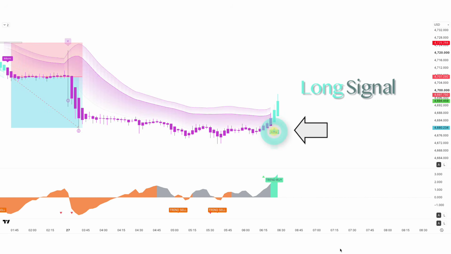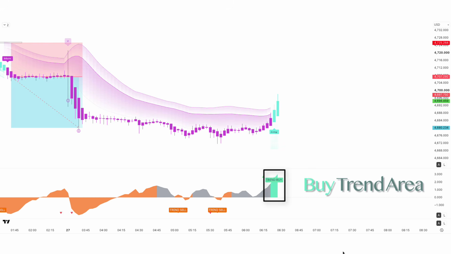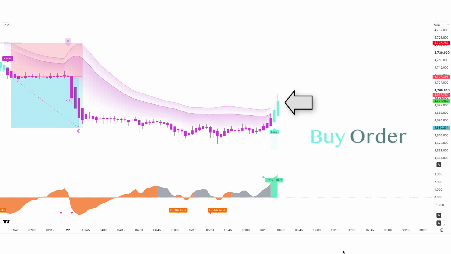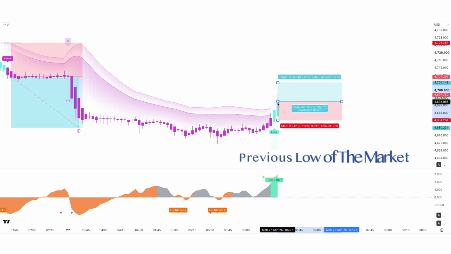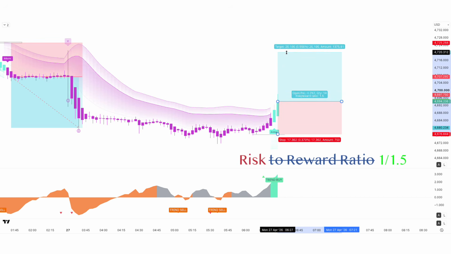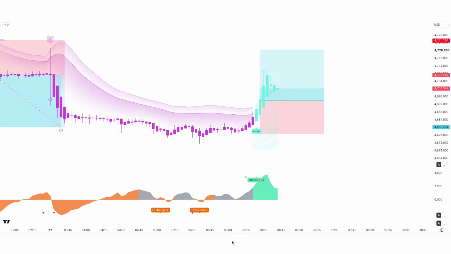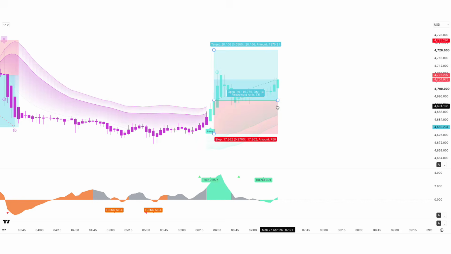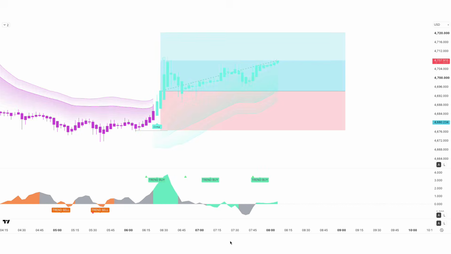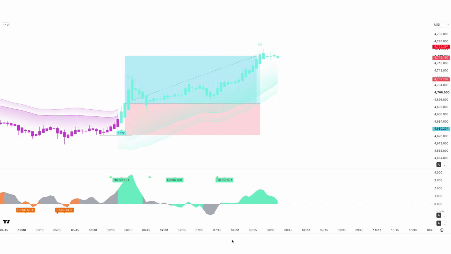Here, the Dynamic Trend Matrix arrow up of this indicator is a long signal. Here, the Buy Sell Trend Master indicator is in the trend buy and the area is green. Here, the market has made a bullish candle to give confirmation. So all our conditions are being fulfilled, so we are placing an order to buy. Our stop loss is to be placed at the previous low of the market, and the risk-to-reward ratio will be 1:1.5. Let's see what happens to our trade. Our trade is running in profit. We have won the trade. Let's find the next trade.